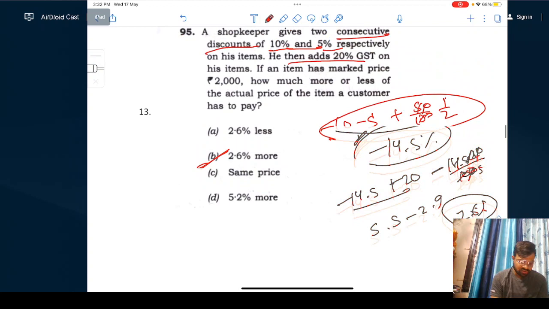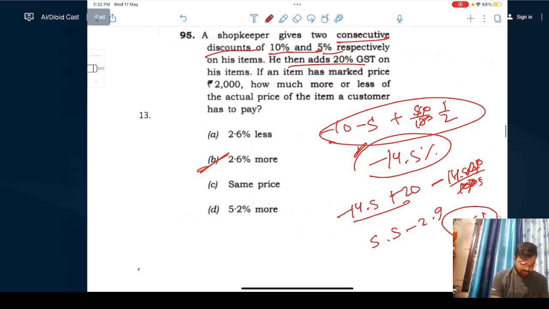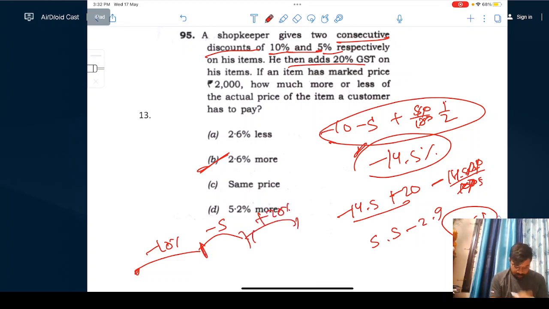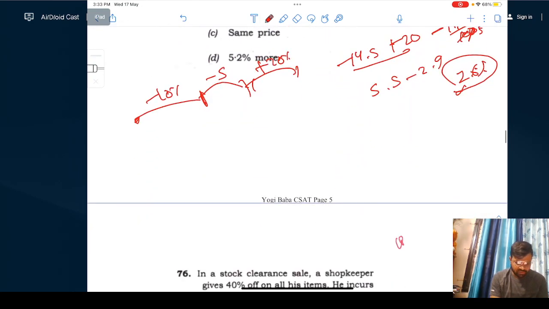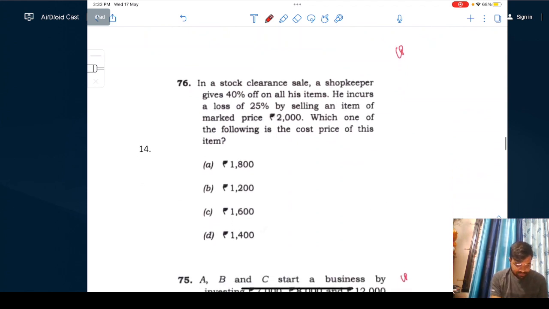There are 3 successive stages. First is a discount of minus 10%, then again a discount of minus 5%, then a tax of 20%. Okay, this is how you will do it. No need to find the mark price, just use successive percentages, because the answer is also in successive percentage. So no need to do the calculation using the price also.